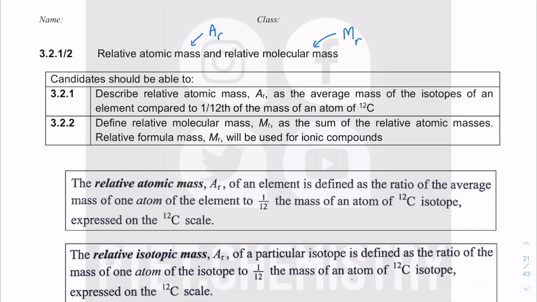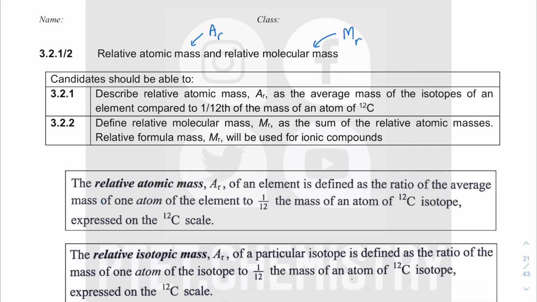So this is directly straight from the syllabus. These are just the learning objectives. So as a student, as a candidate, you are sitting for exams, so students should be able to describe and define. You see here, the first one is describe relative atomic mass. It is describe and not define because this is a longer definition than this.